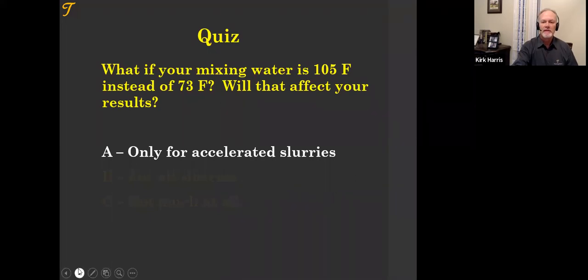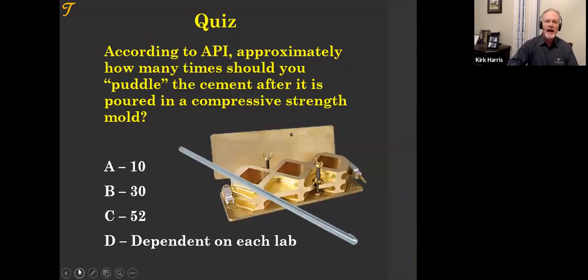Sorry for the interruption. Another quiz. According to API, how many times should you puddle the cement after it is poured in a compressive strength mold? By using the puddling rod, taking the rod and going back and forth in the slurry rigorously to let the entrained air escape. How about approximately how many times? Is it A, 10, B, 30, C, 52, or D, dependent on each lab? I should have put E.